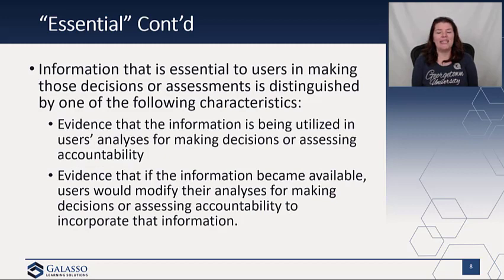So what do we know? Well, when is information essential? It's going to have the following characteristics. Evidence that it is being utilized in users' analysis for making decisions or assessing accountability. That makes it essential. In addition, evidence that if the information became available, users would modify their analysis for making decisions or assessing accountability to incorporate it. So it's either information that is currently being used or would be used if available. That's what makes something essential to the notes.